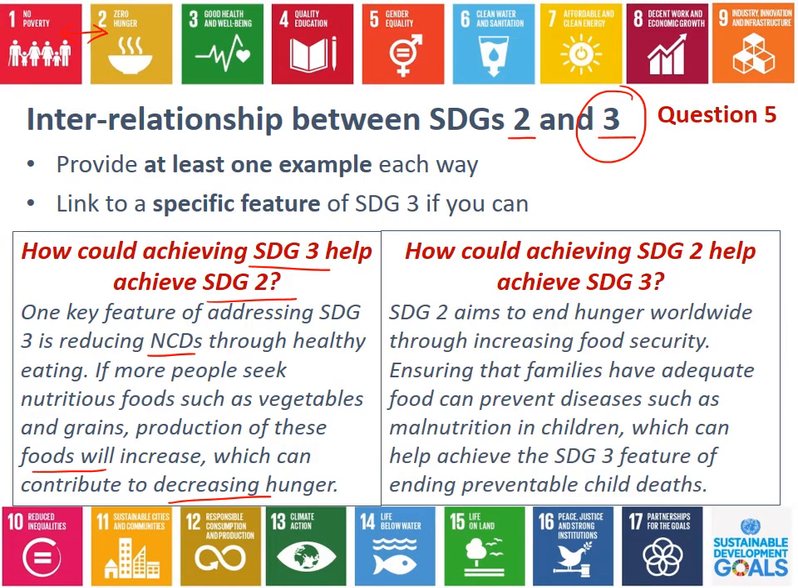Looking the opposite way, how could achieving SDG 2 help to achieve SDG 3? So how does decreasing hunger increase health and well-being? Well, that should make a fair bit of sense this way. SDG 2 aims to end hunger worldwide through increasing food security by ensuring that families have adequate food, can prevent diseases such as malnutrition in children, which can help achieve the key feature of ending preventable child deaths. Okay, so being really nice and specific to a key feature of SDG 3. Okay, so I just want you to come up with your own example in question 5.